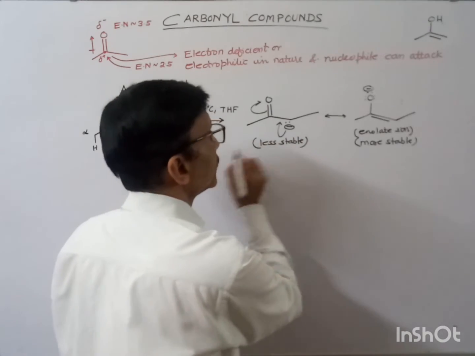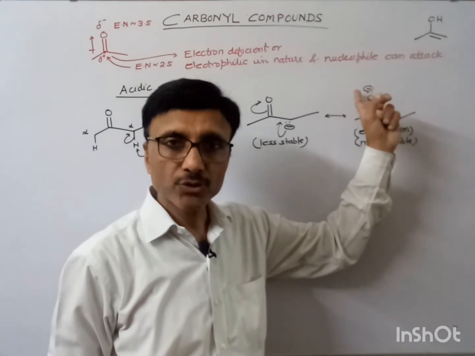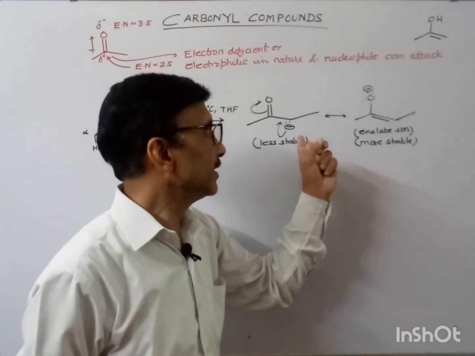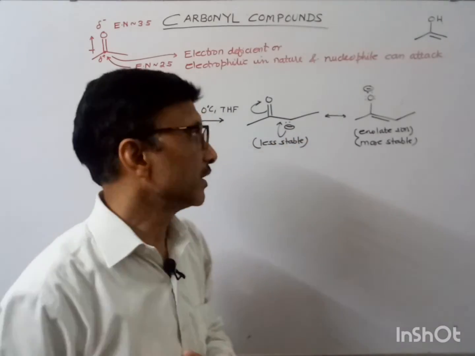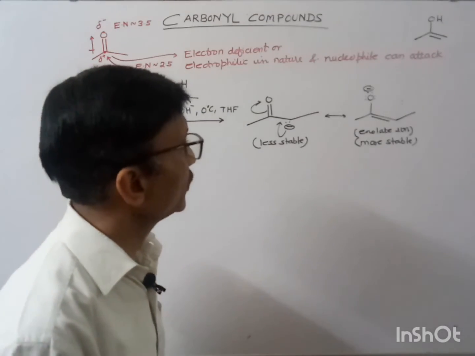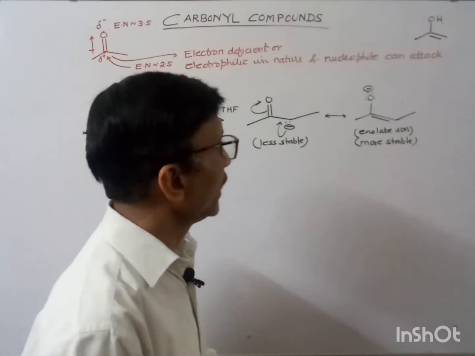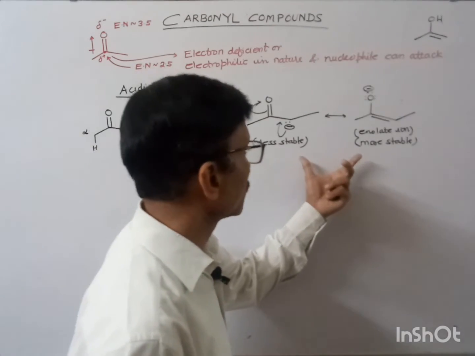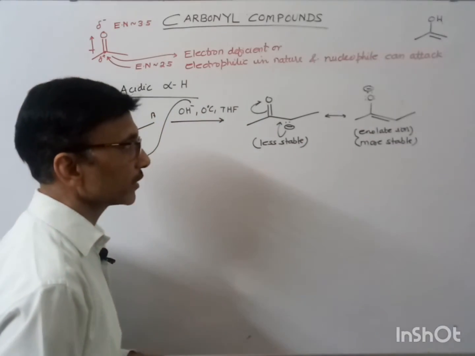Why? Because the negative charge here is present over the more electronegative oxygen atom. Here the negative charge is present over the less electronegative carbon atom. So if negative charge is present over the more electronegative atom, then it is more stable. And so, no doubt, these are the two ions which are formed over here.